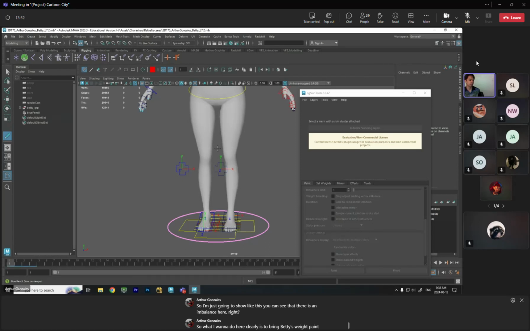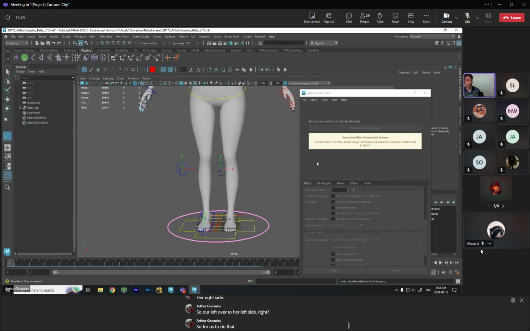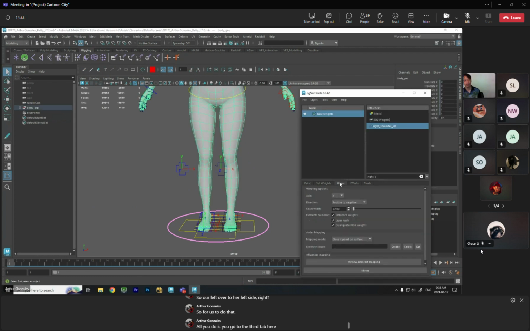Weight painting from her right side, so our left, over to her left side, right? So for us to do that, all you do is you go to the third tab here, and just be aware of the axis of the mirroring and the direction. So this direction, going from right to left of Betty, is basically the x-axis. You can see here from the world axis, it's x, right?